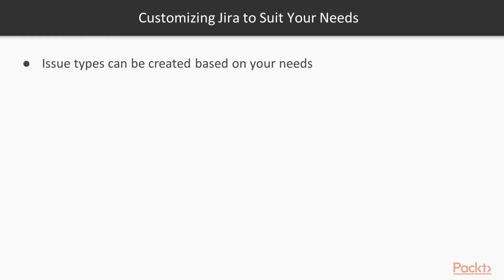Customizing Jira to suit your needs. Issue types can be created based on your needs. For example, if in the company you are not using the term bug, you can create an issue type called defect. And each issue type can have its own workflow. For example, when you raise a new bug or a defect, the life cycle for that particular bug will be different from a story. So Jira is quite capable of having a different workflow for different types of activities.